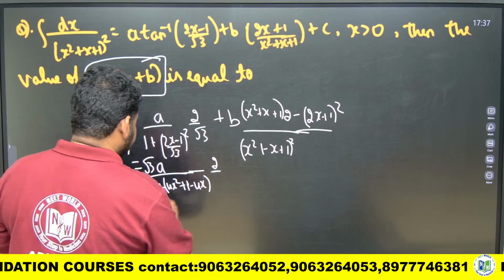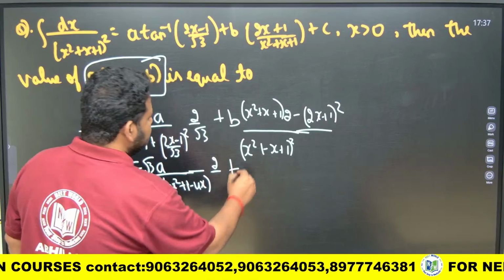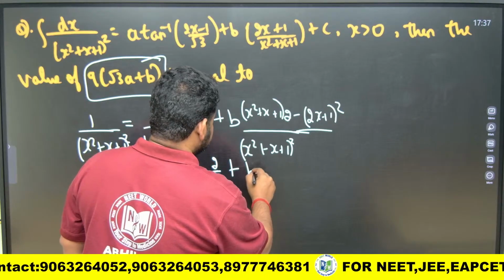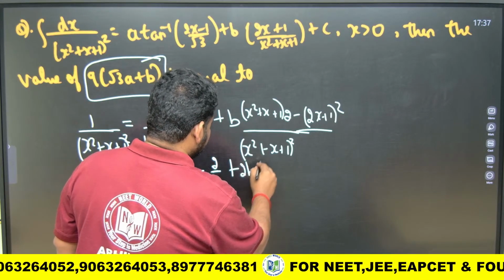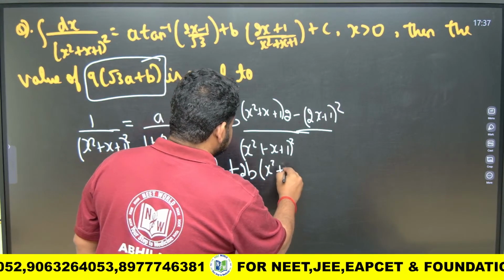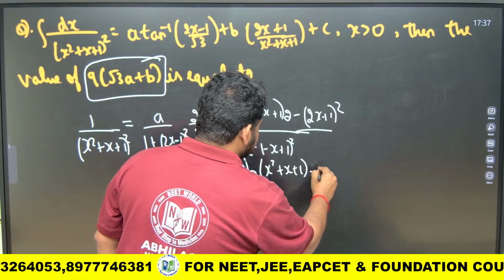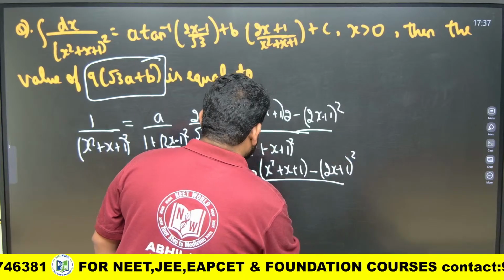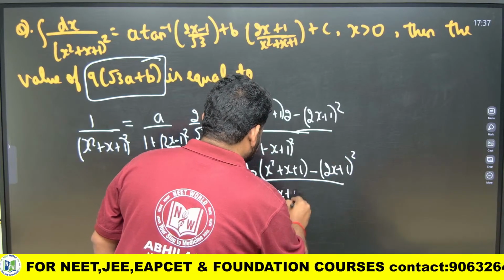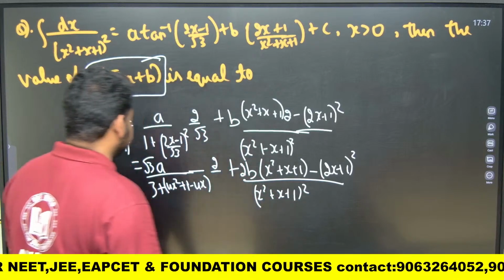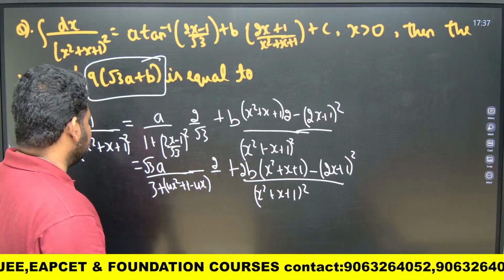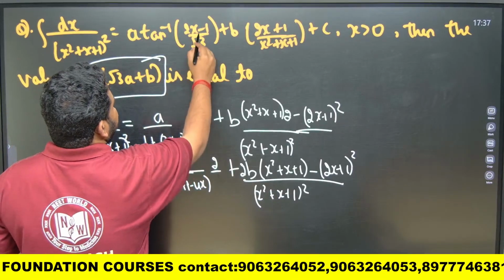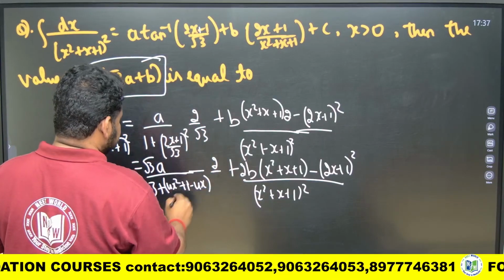Now if I simplify this, let this be b. So what I will have is 2b into (x square plus x plus 1) minus (2x plus 1) whole square, divided by (x square plus x plus 1) whole square. Let me keep it as it is. Actually, I think there is some mistake in the question. This should not be 2x minus 1, this should be 2x plus 1. If it is plus 1, this will become plus 1.